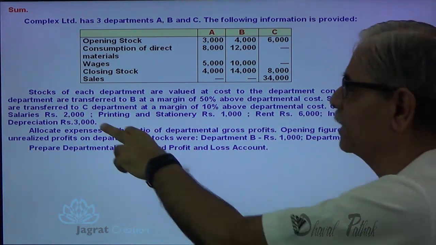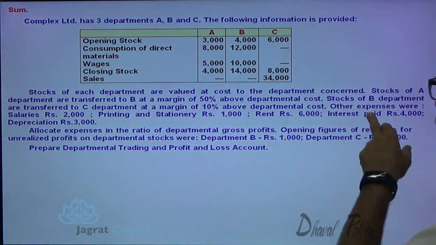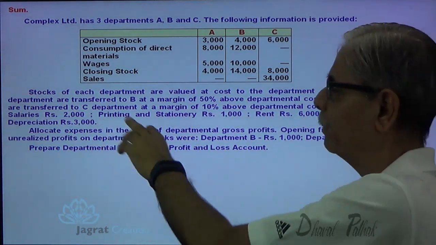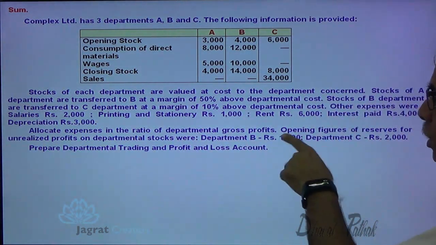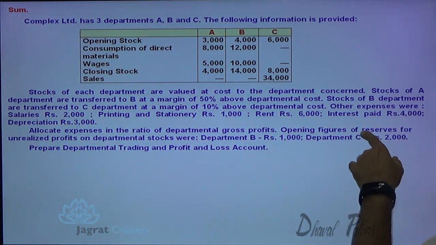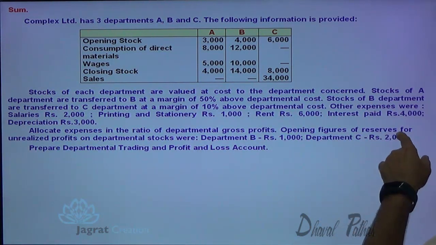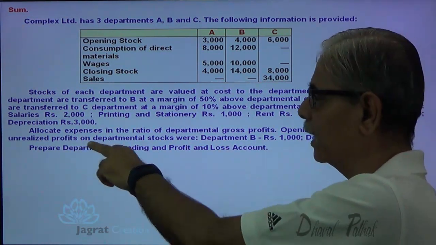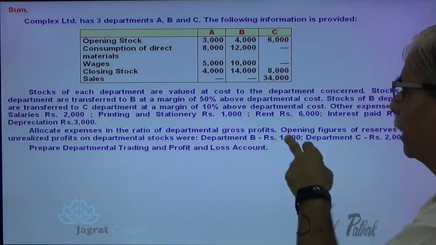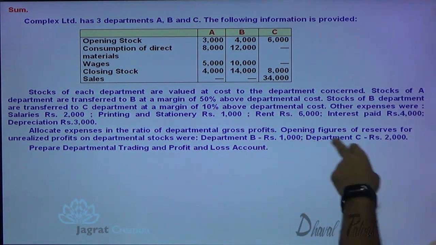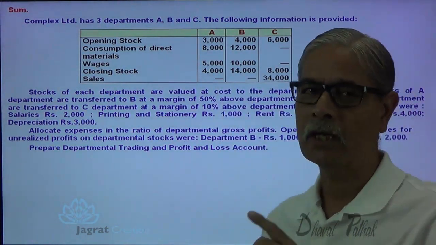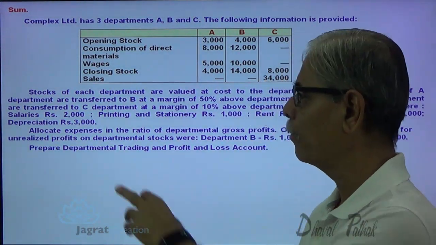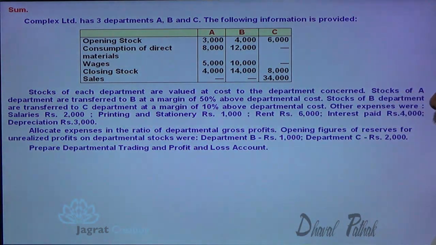Other expenses were salaries, printing and stationery, rent, interest paid 4,000, depreciation 3,000. Allocate the expenses in the ratio of departmental gross profit. Important point: opening figures of reserve for unrealized profit in departmental stock, department B 1,000 and department C. So unrealized profit in the stock of B and C is given to you. That is the unrealized profit in the opening stock. Prepare the departmental trading and profit and loss account.